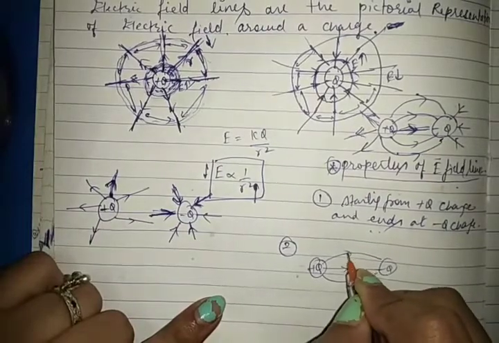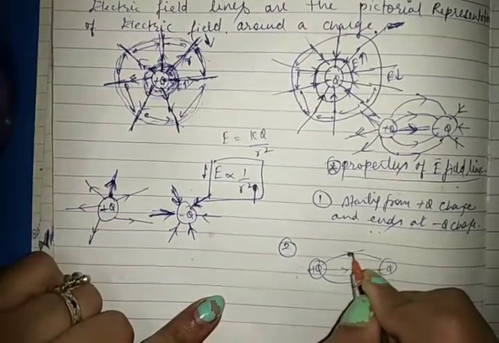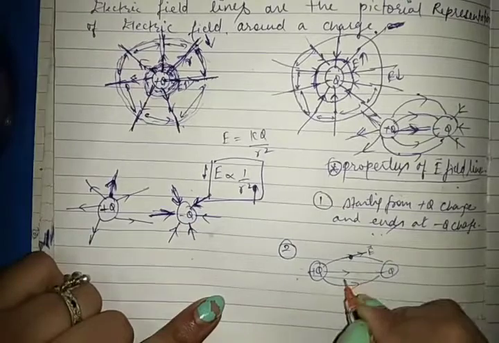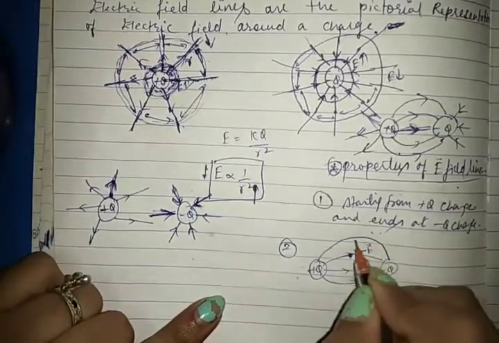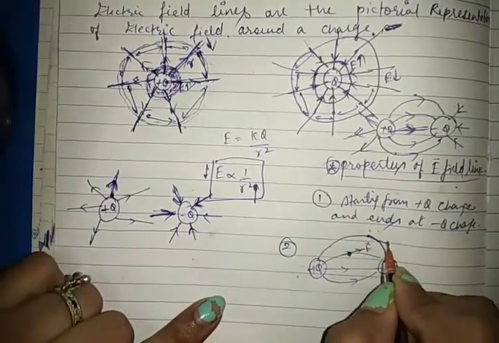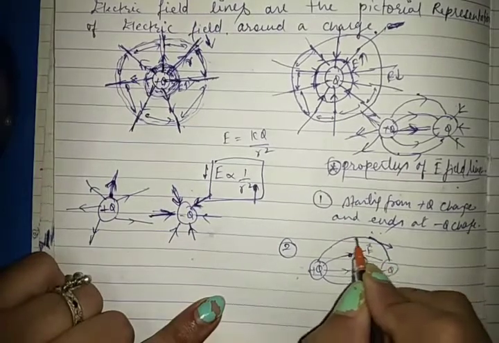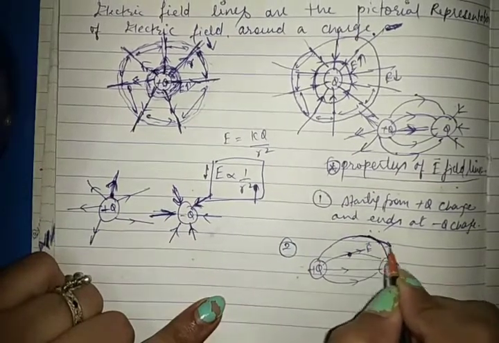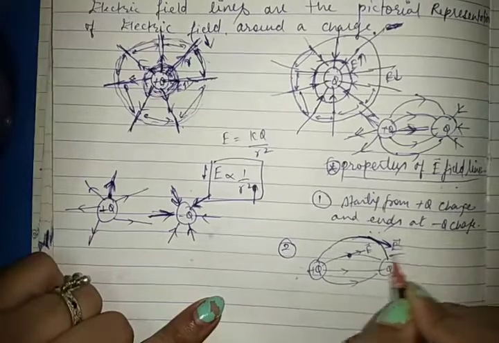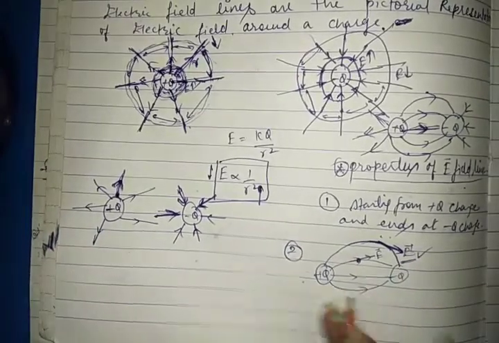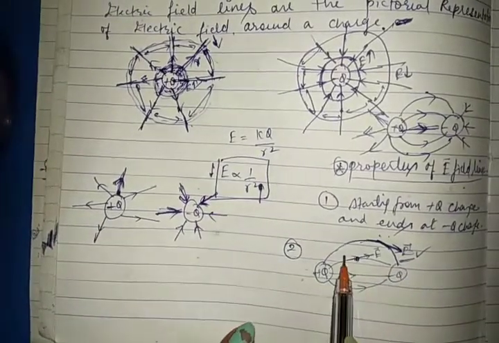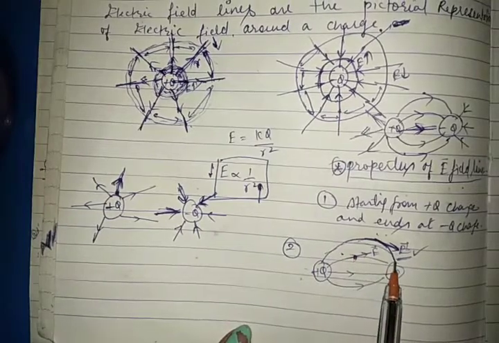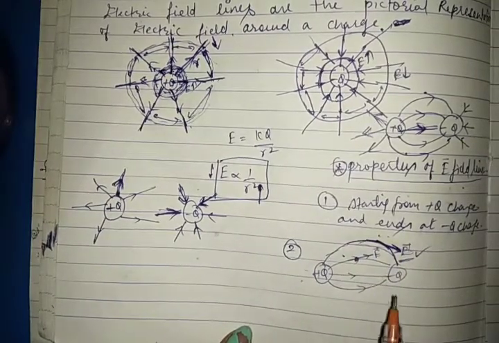So the tangent at this point shows the electric field direction. If the electric field lines are like this, then at this point the electric field direction will be like this. So the tangent drawn on the electric field line shows the direction of the electric field, right? This is the second property: the tangent on the electric field lines shows the electric field direction.